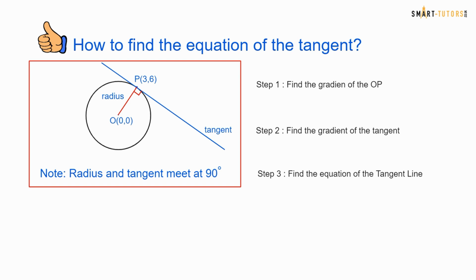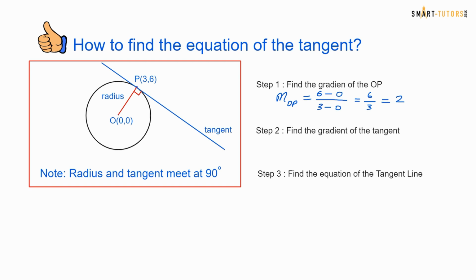Step 1, find the gradient of OP. So gradient m means the gradient of OP. We have 2 coordinates, (3, 6) is one and (0, 0) is the other. How to find the gradient? Difference of y, 6 minus 0, over difference of x, 3 minus 0. 6 minus 0 is 6, 3 minus 0 is 3, so 6 divided by 3 is 2. So the gradient of this radius line is 2.